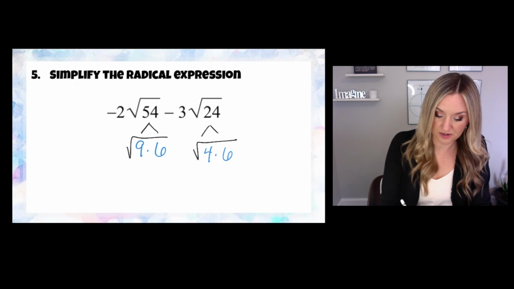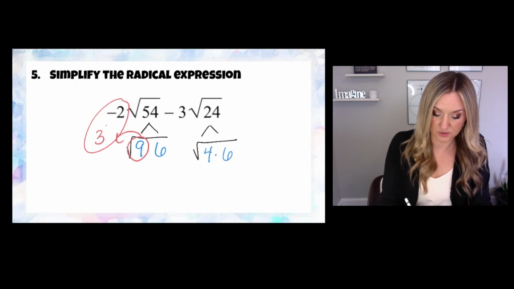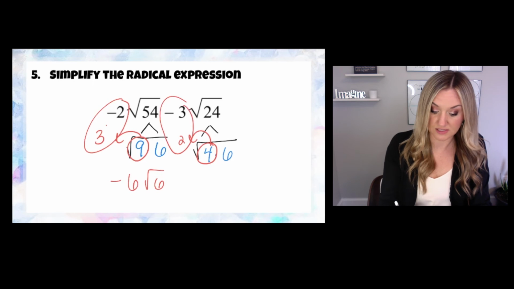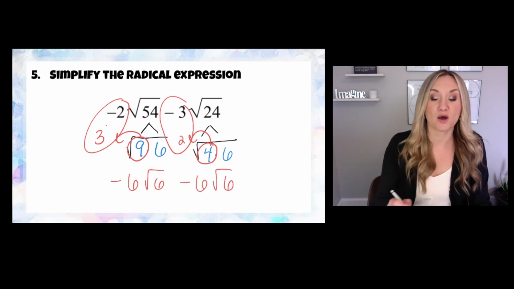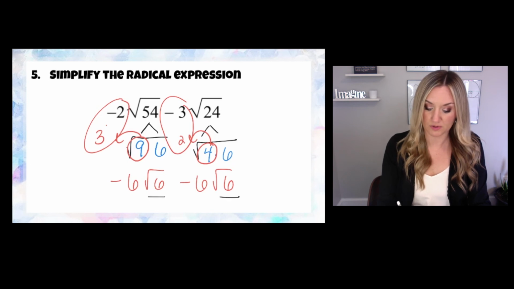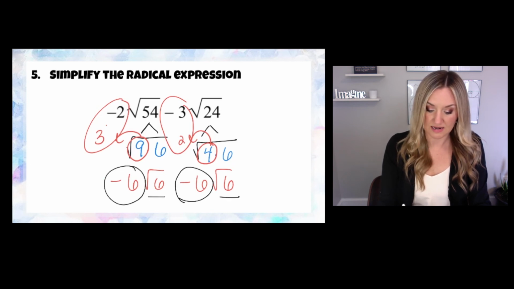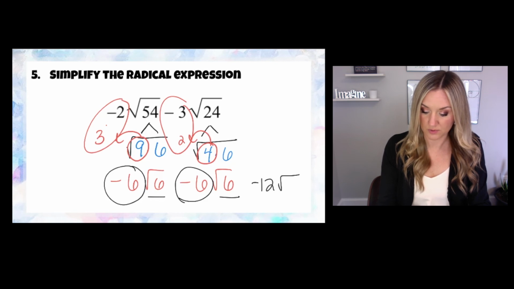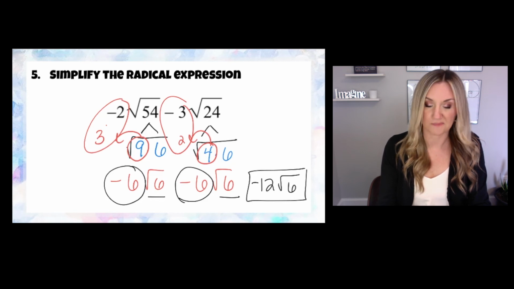All right, so from there, the square root of 9, that is 3. 3 times negative 2 is negative 6 root 6. Now the square root of 4 is 2. 2 times negative 3 is another negative 6 root 6. That's cool. And so both of them are the square root of 6, so I can say a negative 6 plus a negative 6 is a negative 12 root 6, and we are done.